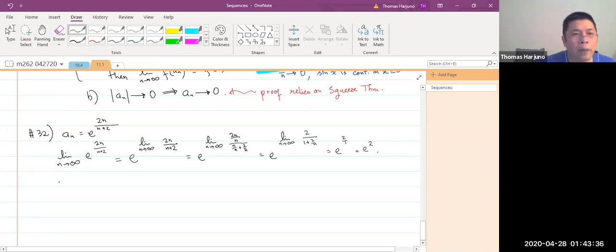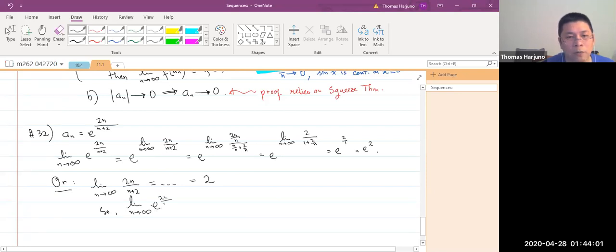Or a better way to look at that is the following. You will do the limit as n goes to infinity of 2n over n plus 2 first. That equals 2, right? So the limit as n goes to infinity of e to the 2n over n plus 2 will be e to the 2. But you need to show this first. You need to show this first.